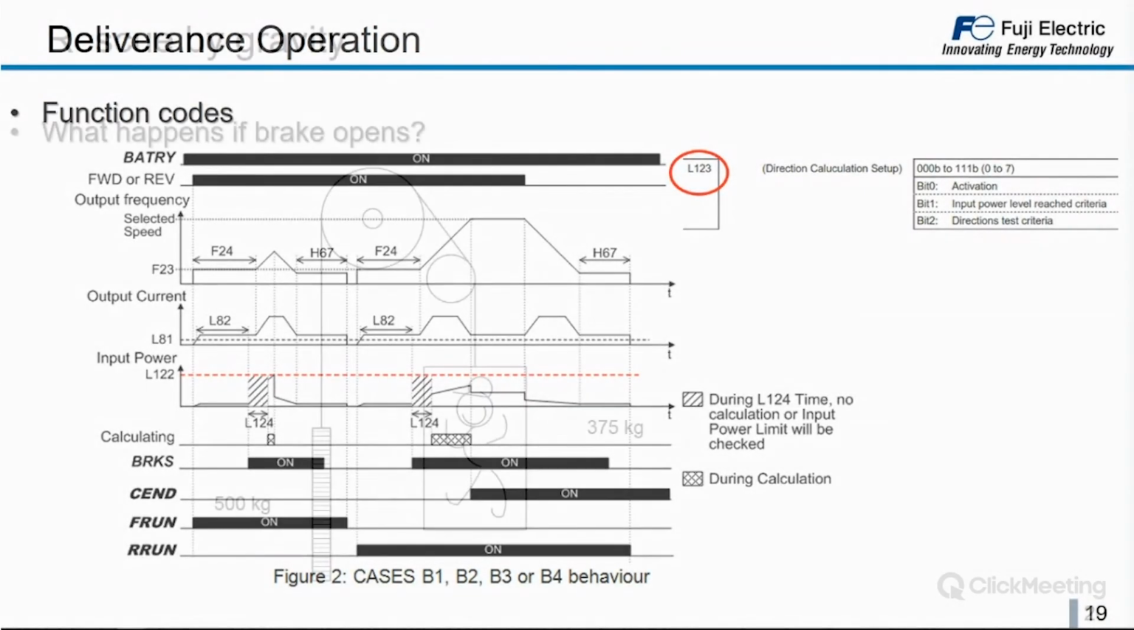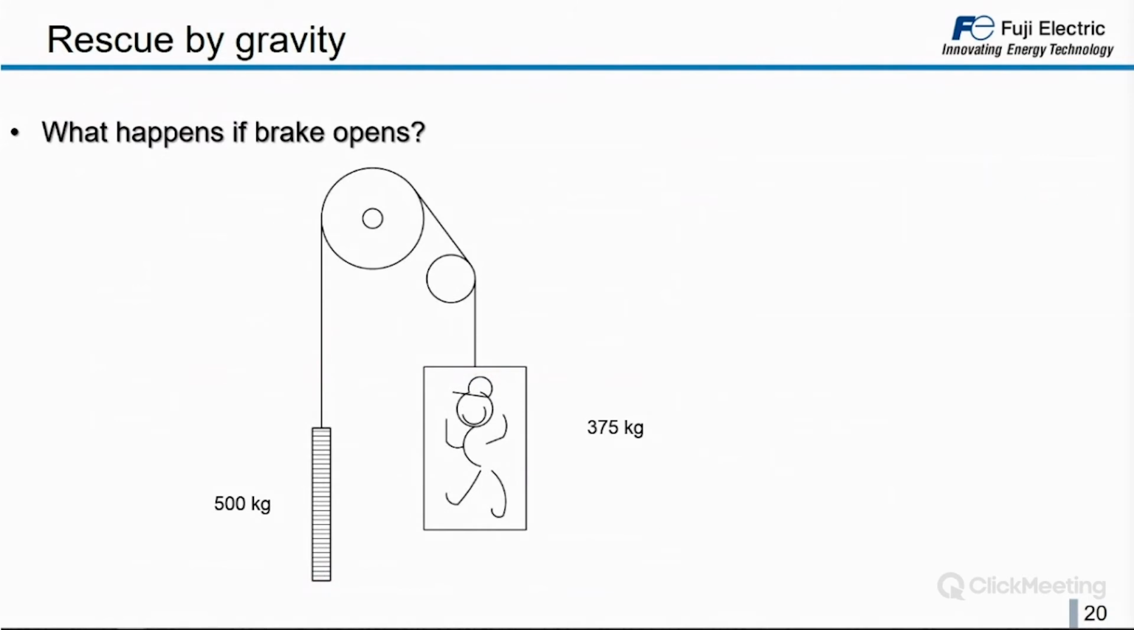As we were explaining before, there is a third type of rescue operation, which is most basic but also useful: the rescue operation by gravity. The question we make is what happens if the brake opens in the lift system. Here you have a very basic lift system with a motor, some pulleys, a counterweight of 500 kilograms, and a lift car with a very happy guy inside with a total load of 375 kilograms.